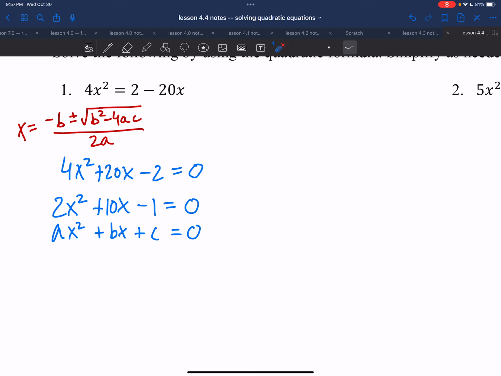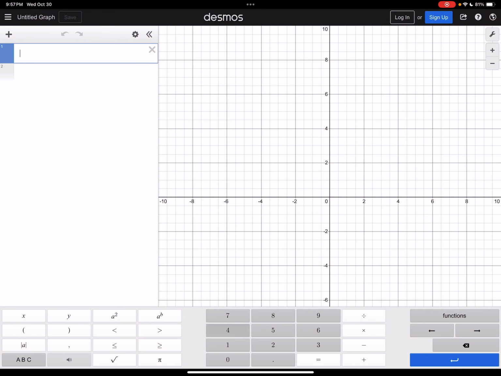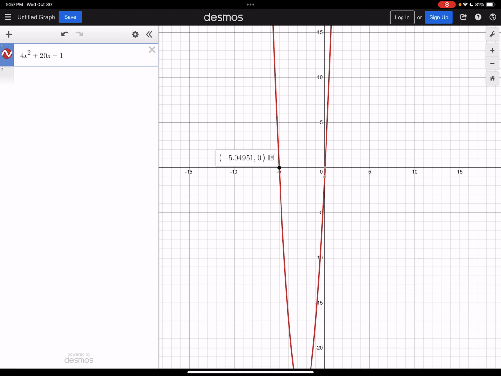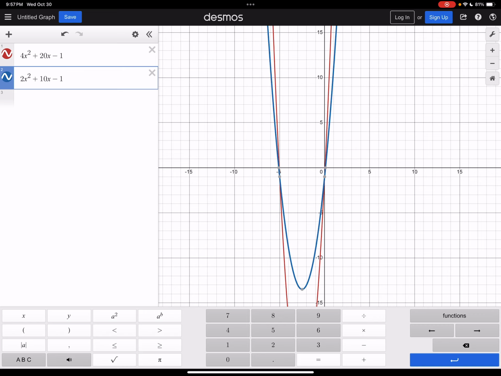Are these the same function? Let me ask you that. Is this the same as this? Well, let's look in Desmos. Go to Desmos. I'm going to type 4x squared plus 20x minus 2. So that's my quadratic, which, by the way, you can see the roots. They're right there. Looks like they are real numbers, but they don't quite look nice, so they're probably irrational. And I get 2x squared plus 10x minus 1.